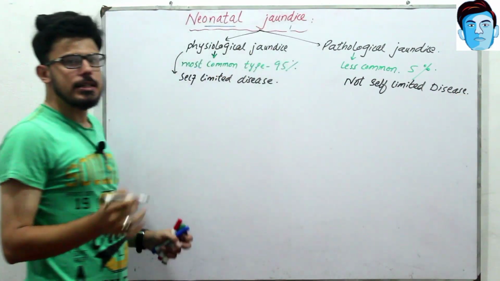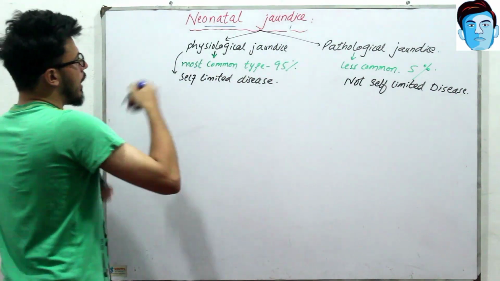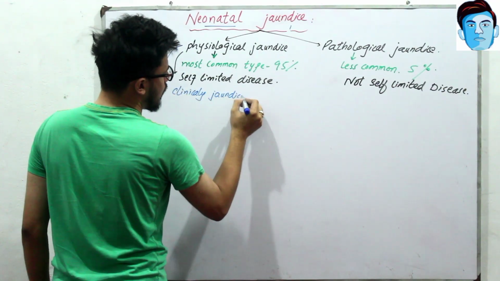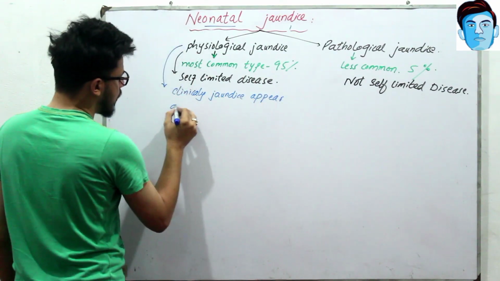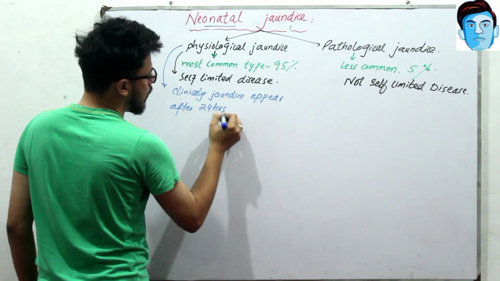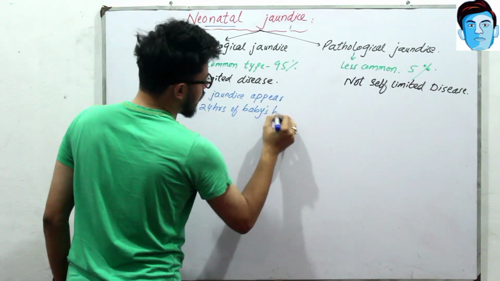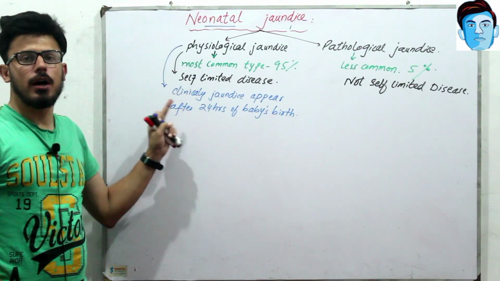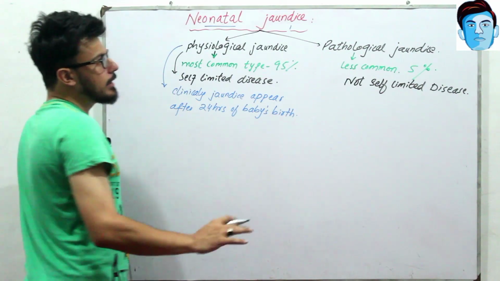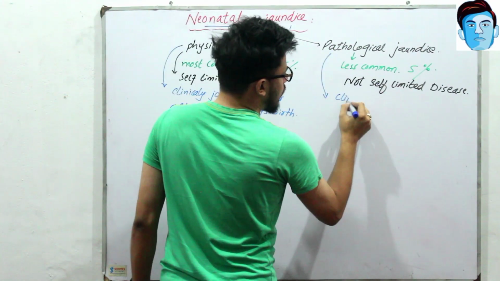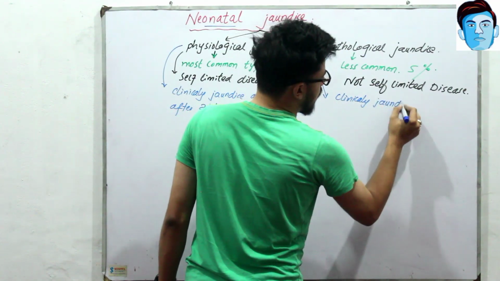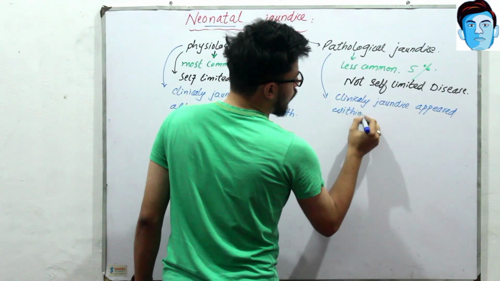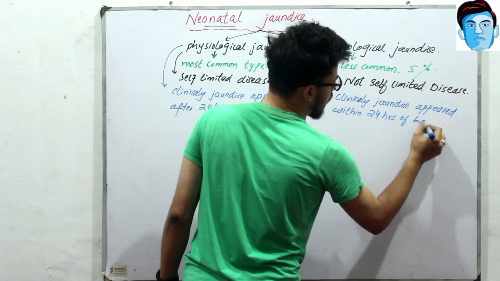Now, clinically, in physiological jaundice, the jaundice appears after 24 hours of the baby's birth. So it is important that physiological jaundice always occurs after 24 hours of life of a baby. While in pathological jaundice, clinically the jaundice appears within 24 hours of the baby's birth.